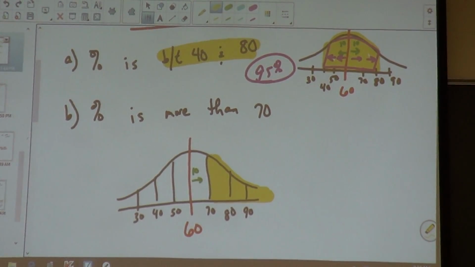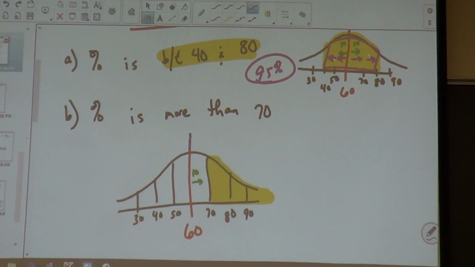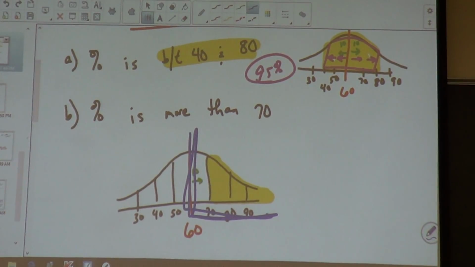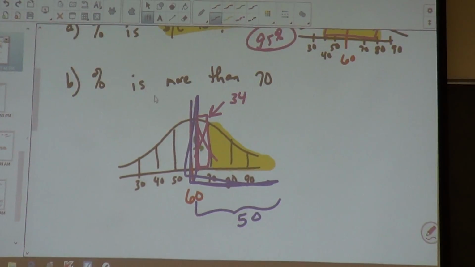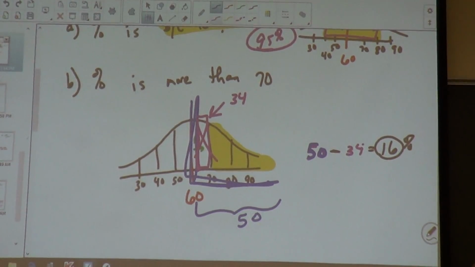Let me show you. We know this is a 50, and we know this is a 34. So it's going to be a 50 minus the 34. Your answer? 16%.